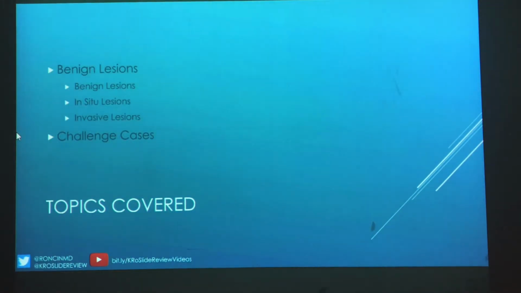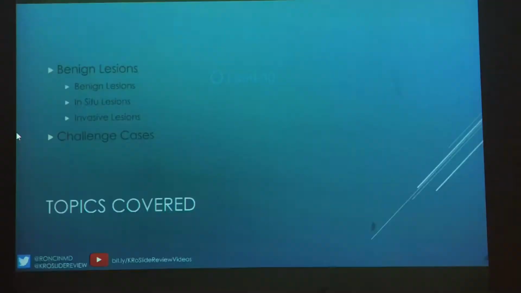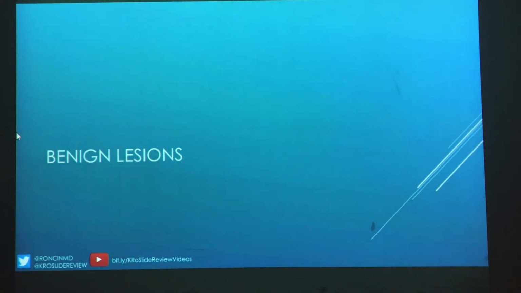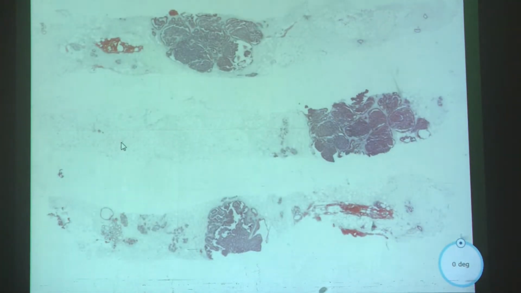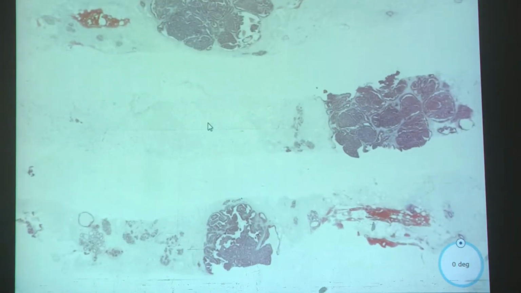Okay, so we have a couple of topics that we're going to go over today, and I probably should have in situ and invasive, not under benign, so keep that in mind. Benign lesions. All right, so we have a couple of breast cores here. At low power, a little bit more activity than you would normally expect. So let's zoom in and see what we have here.